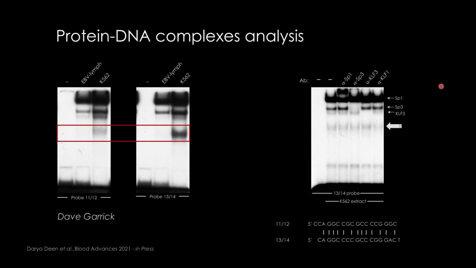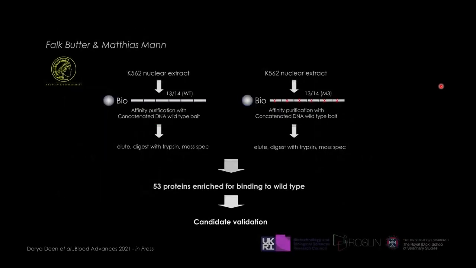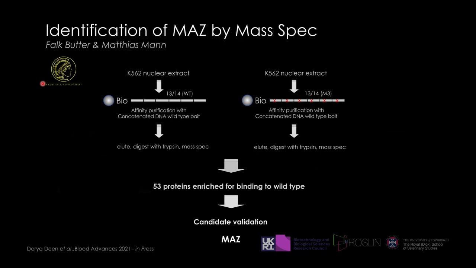So then they decided to produce an industrial level of nuclear extract and simply do a purification chromatography. And that was done in collaboration with Matthias Mann at the Max Planck Institute, who did mass spec to identify the candidate protein. We found 50 proteins, and the one that came on the top of the list was MAZ.